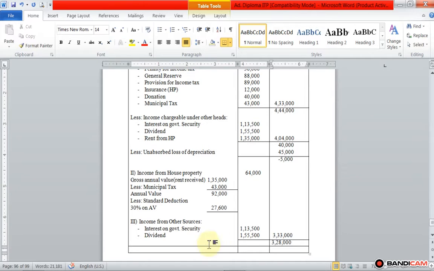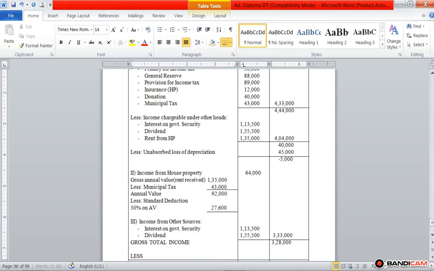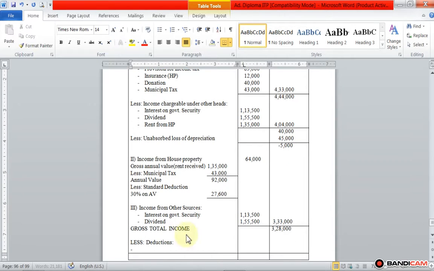Okay, here we get 3,28,000 is the gross total income. Then we deduct less deductions. So deduction in respect of donation is given here. So here 50%, because the donation is given to temple. If the donation is given to temple, then 50% donation is allowed for deduction under section 80G.